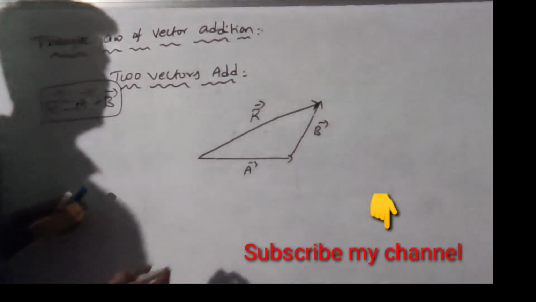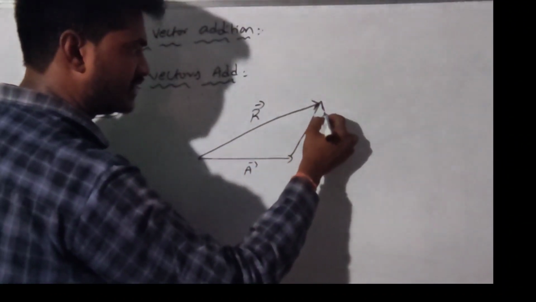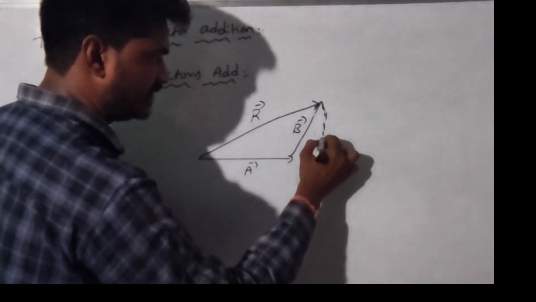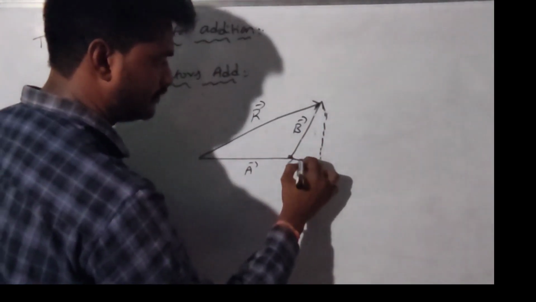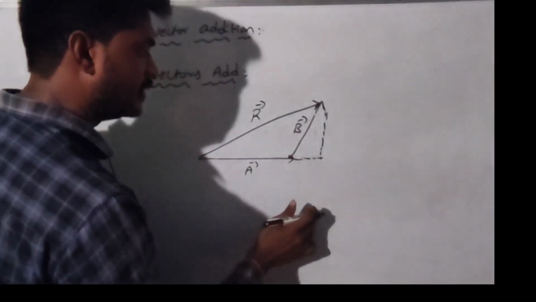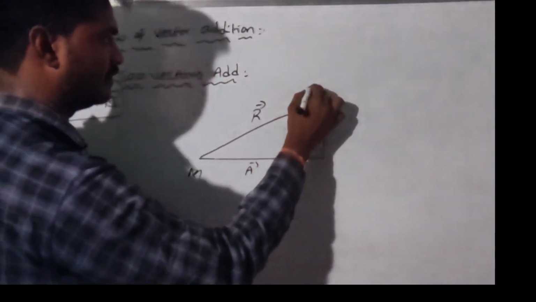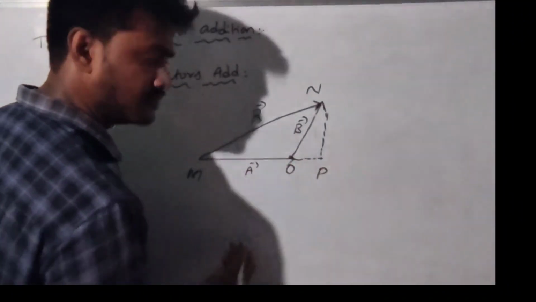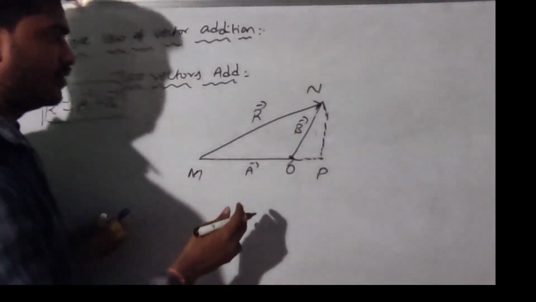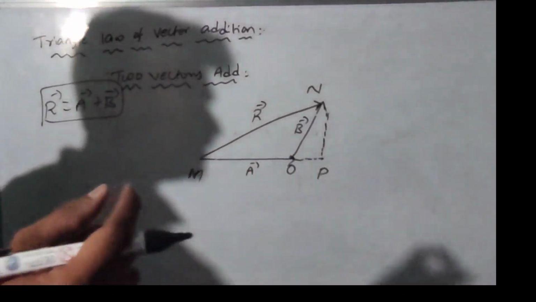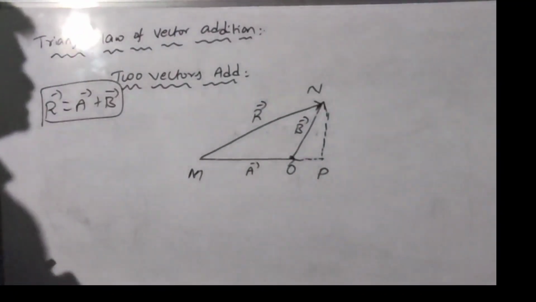Now what I am going to do is extend the b bar vector here. The b bar vector I am going to extend here. Now these points you can assume as M, N, O, P. Now here we need to mention the angle. Where should we mention the angle? Actually the angle is very important in vectors.